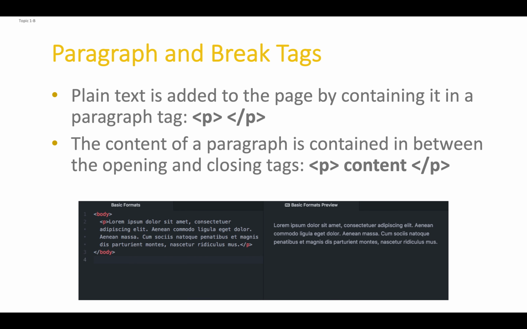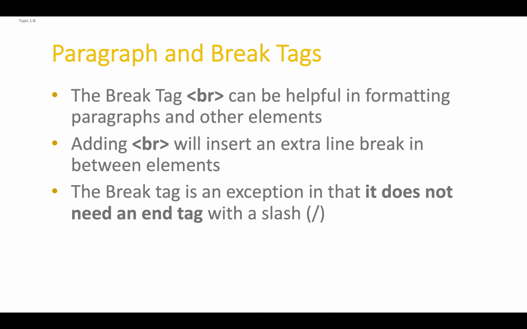Plain text is added to the page by containing it in a paragraph tag, as you can see here, using the opening P and the closing P. The content of a paragraph is contained in between the opening and closing tags P. The break tag BR can be helpful in formatting paragraphs and other elements. Adding a BR tag will insert an extra line break in between elements. The break tag is an exception in that it does not need an end tag with a slash. So all you need is this right here to do a line break.